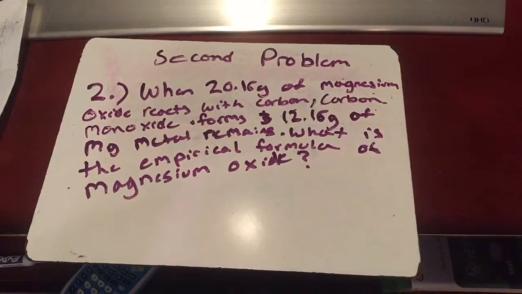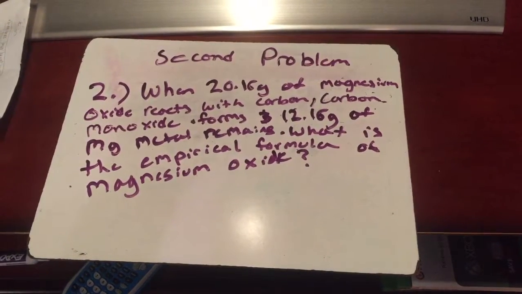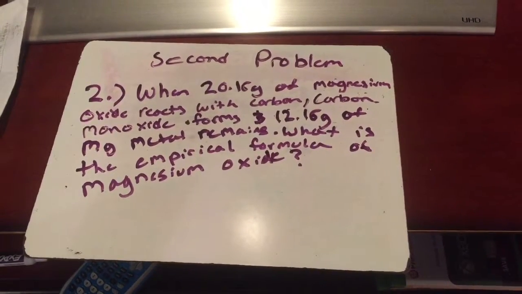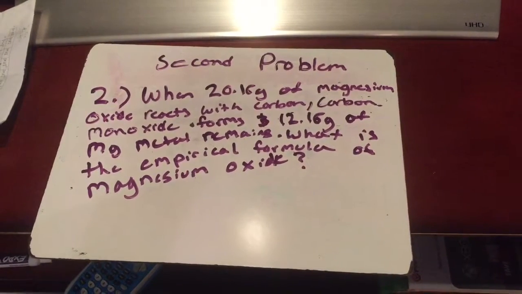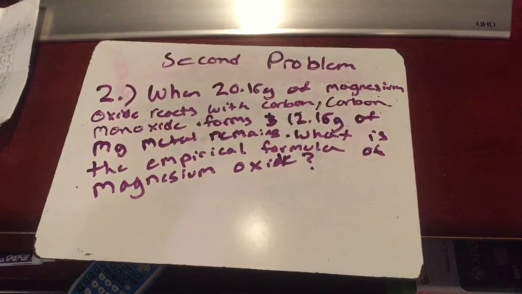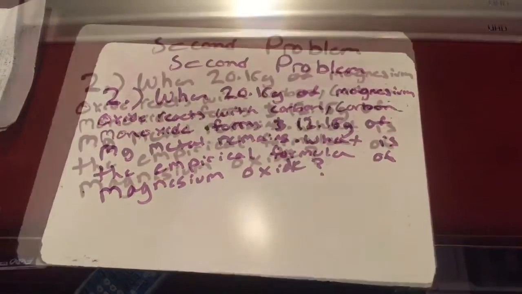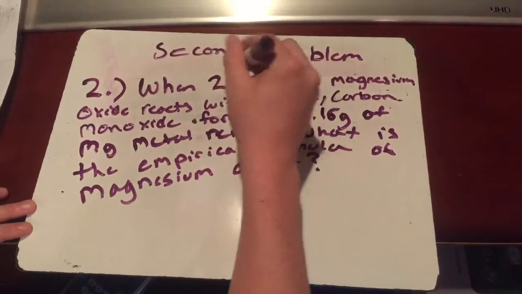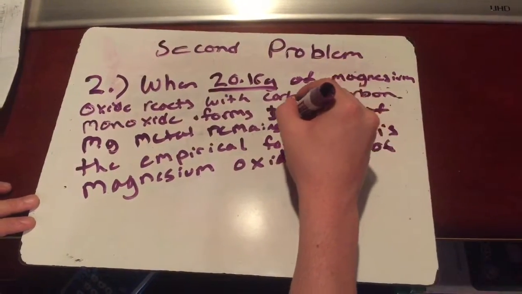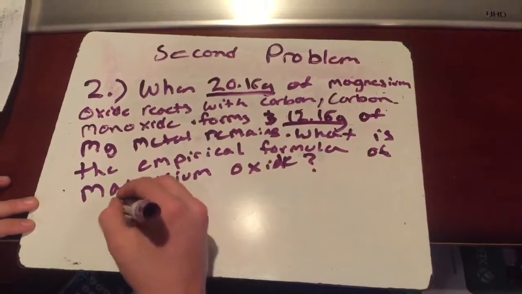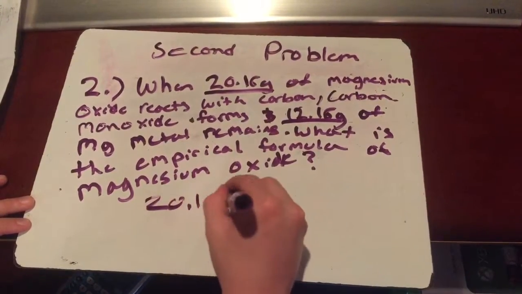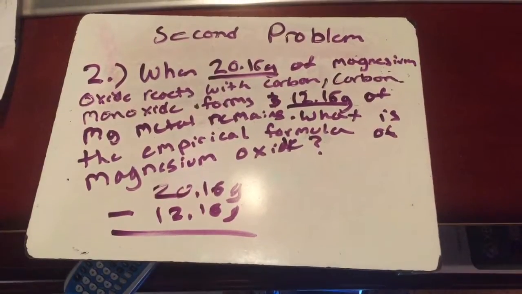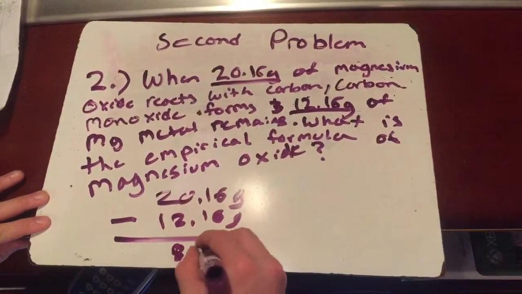Okay, so the second problem says: when 20.16 grams of magnesium oxide reacts with carbon monoxide, Mg metal forms and 12.16 grams of Mg metal remains. What is the empirical formula of magnesium oxide? So the first way you'd go about solving this problem is you would take 20.16 grams minus 12.16 grams, and that should give you 8.00 grams of O.